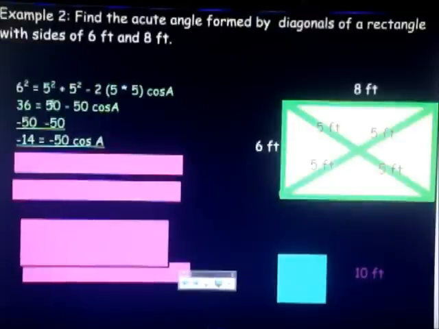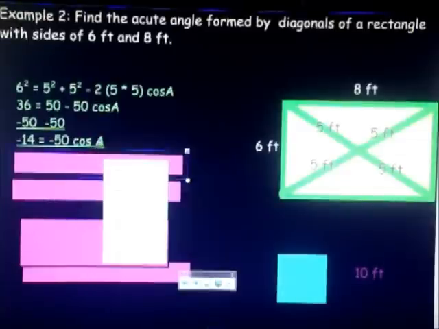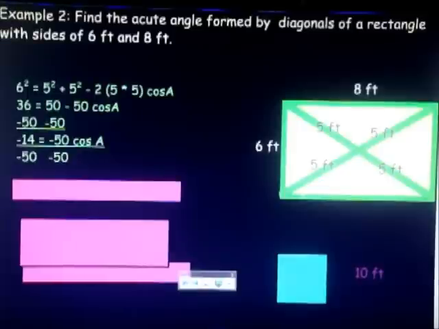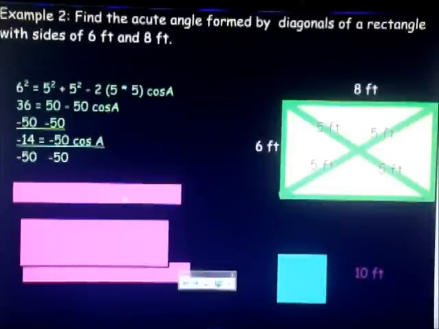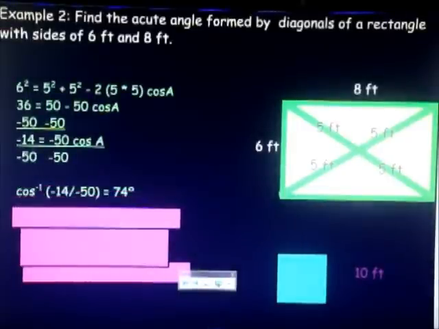What I did is I simplified each set of squares. I multiplied 2 times 5 times 5. I isolated my cosine A. In my last step, what I'm going to do is divide by -50, inverse cosine that, and I find the angle is 74 degrees.